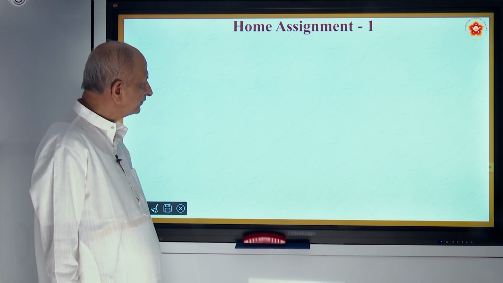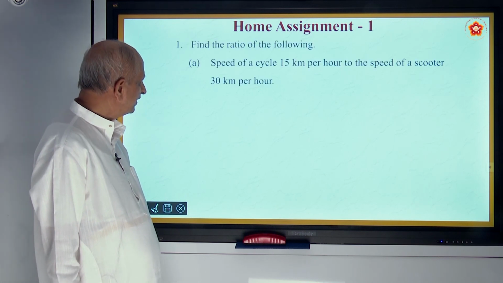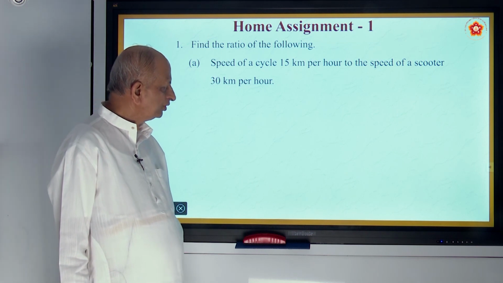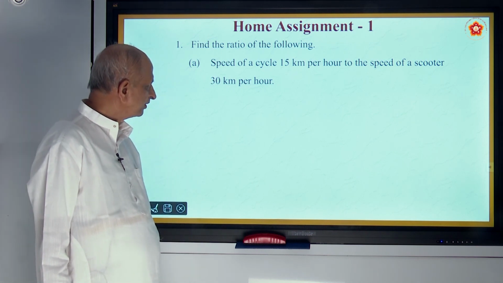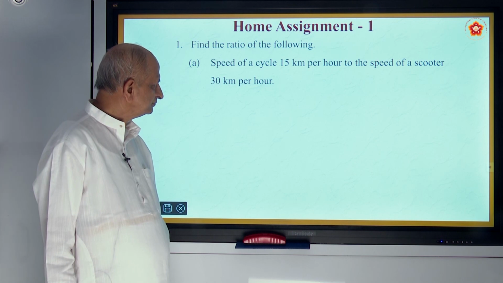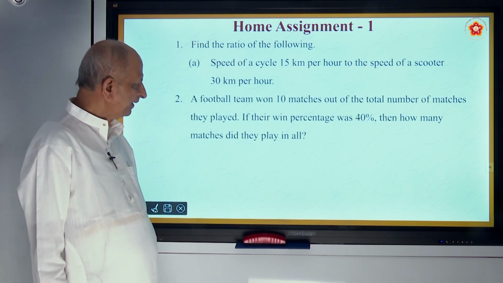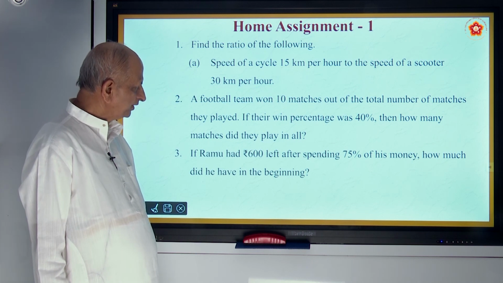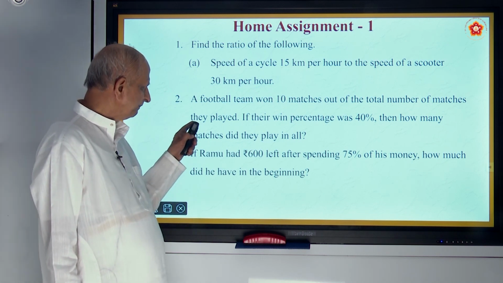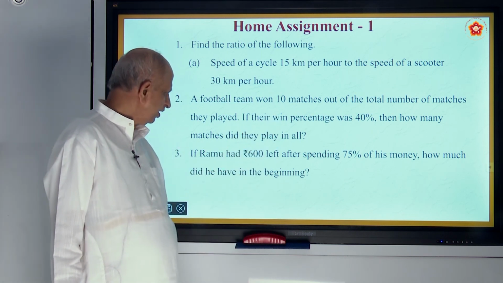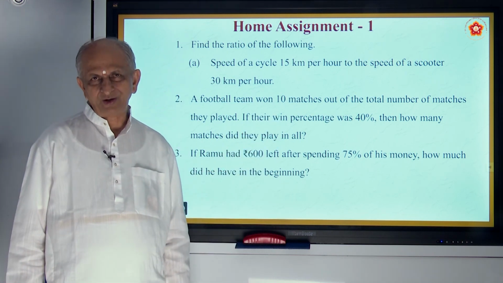Okay. First question. Find the ratio of the following. Speed of a cycle is 15 kilometers per hour to speed of a scooter 30 kilometers per hour. Ratio you must write. A football team won 10 matches out of the total number of matches they played. If their win percentage is 40%, how many matches did they play in all?